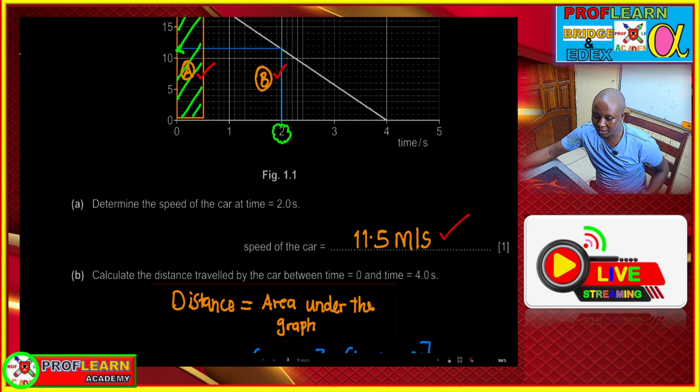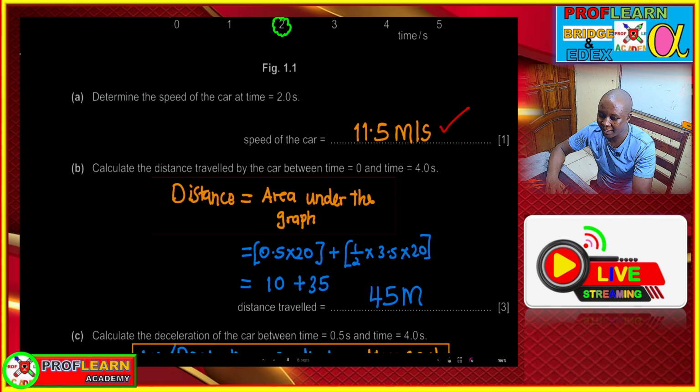Now, besides that, you may be asked to work out the distance traveled from a velocity-time graph. Something you need to understand is that if you are finding the distance covered from the graph, what you're going to do is to work out the area. Distance covered or distance traveled, you're going to find the area under the graph.